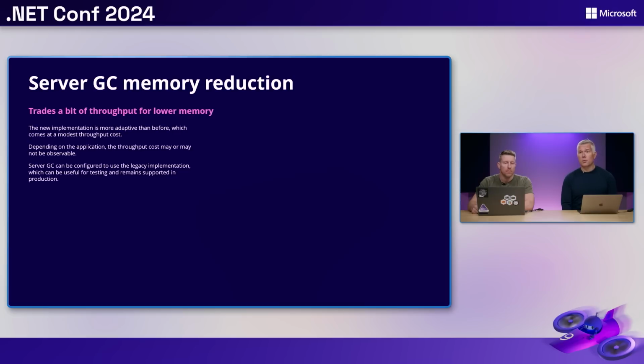Server GC can still be configured to use the legacy implementation that we had in .NET 8. That could definitely be useful for testing as you're looking at adopting .NET 9 in your environment, and that remains supported in production.